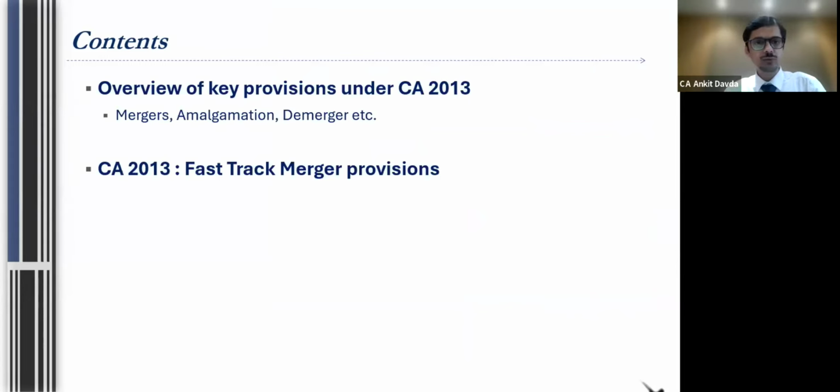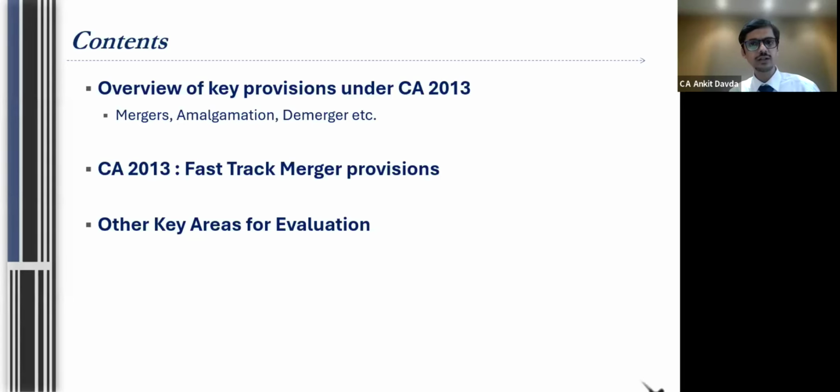In terms of contents, today we will go through Companies Act provisions, because fast track merger is something specific to company law provision. While under the income tax law, or for that matter under any other law, mergers are commonly known as merger, amalgamations, or scheme, there is a specific provision under the Companies Act 2013, which is for certain specified companies. We focus more on that, like what these provisions under the Companies Act 2013 are.